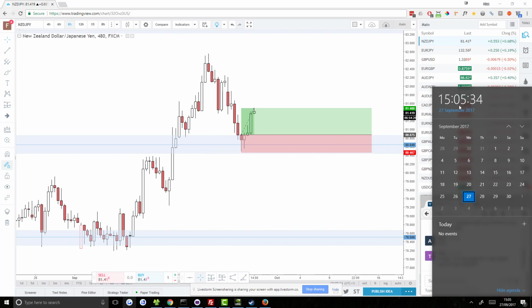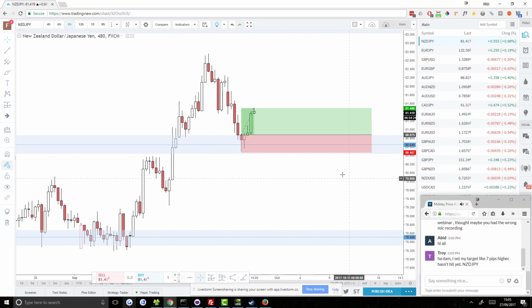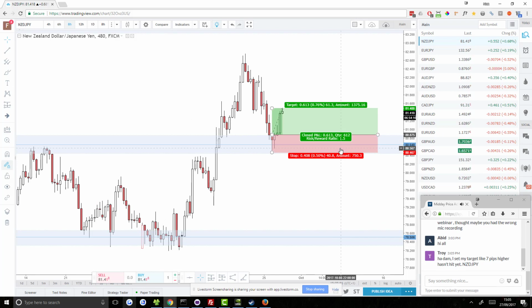Today is Wednesday, the 27th of September 2017. Time is 15:05 here in the UK. You're looking at a New Zealand JPY 8-hour chart. In today's analysis, we're going to be looking for reversal setups on all these pairs listed here. So let's just dive straight in and find some reversal.